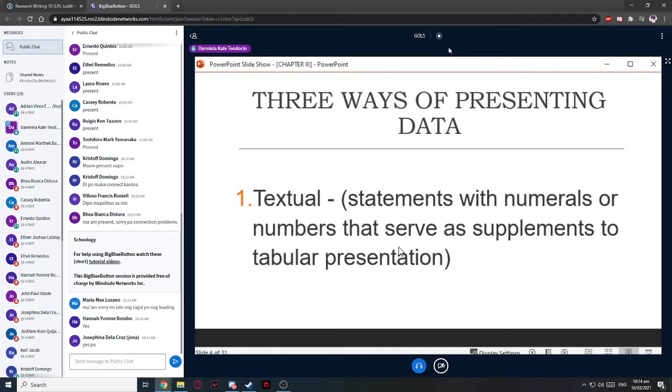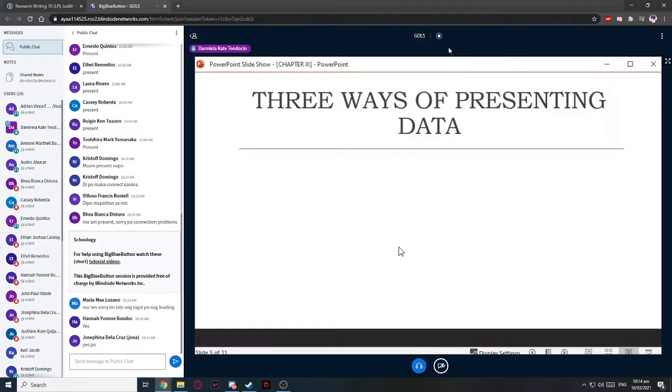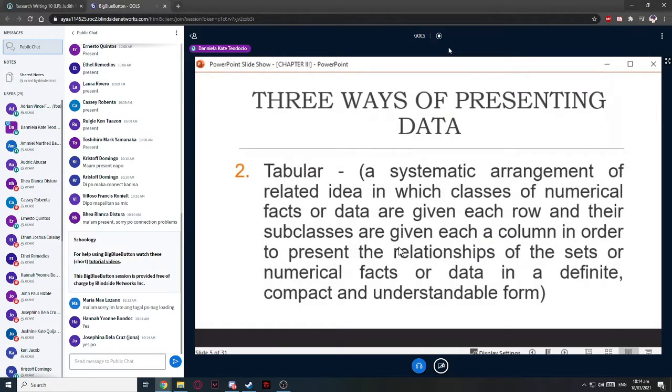Combination with our tabular presentation. Now, what is tabular presentation? Tabular presentation is a systematic arrangement of related ideas in which classes of numerical facts or data are given each row and their subclasses are given each column in order to present the relationships of all the sets of numerical facts or data in a definite, compact, and understandable form.